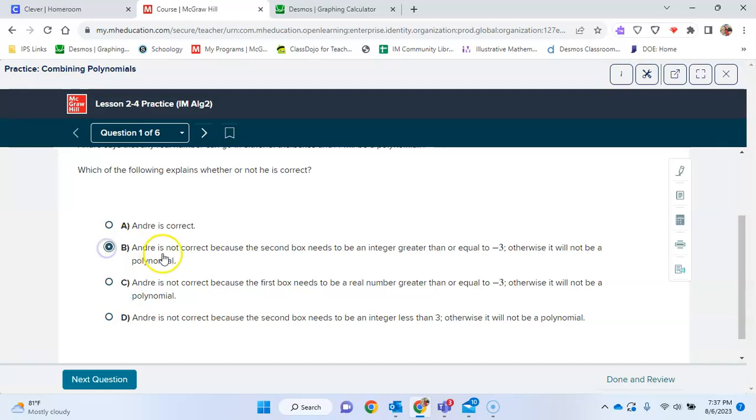Okay, so that's B. Andre is not correct because the second box needs to be an integer greater than or equal to -3. Otherwise, it will not be a polynomial.